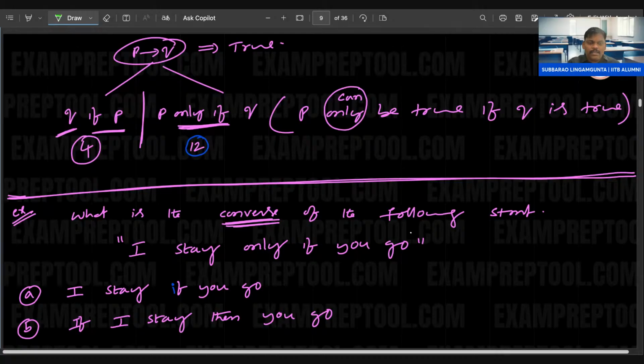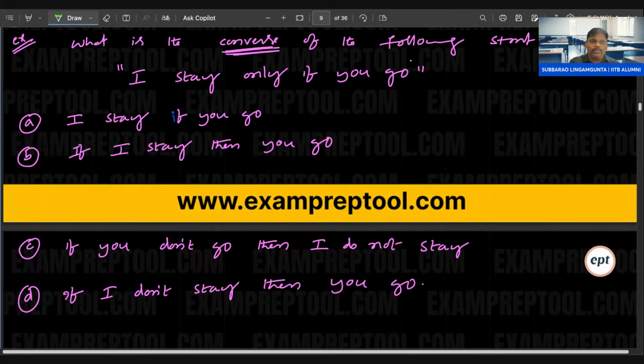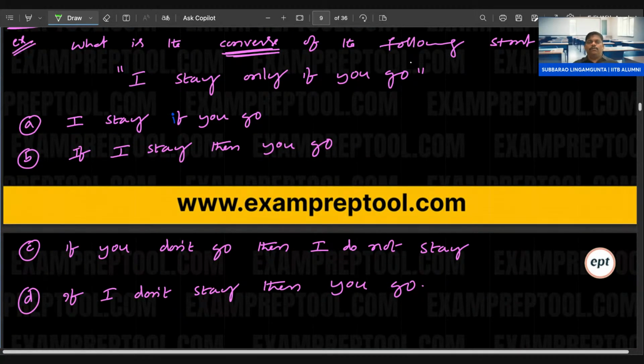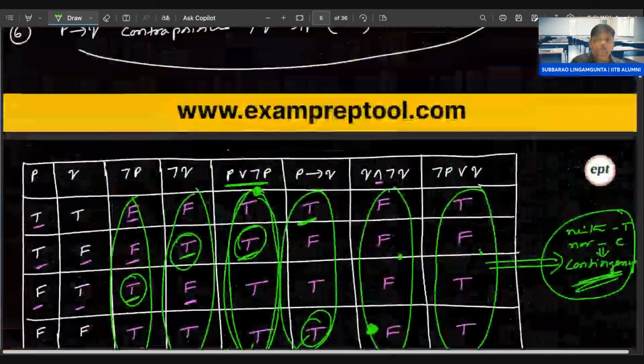So yesterday we did up until here. We have to do some problems today, so let's go to the first problem. This is the first problem of today's class. In my opinion, today's class has just started now. What is the converse of the following statement? Some people are asking, what is the converse? What is the inverse? I will explain one more time for you.